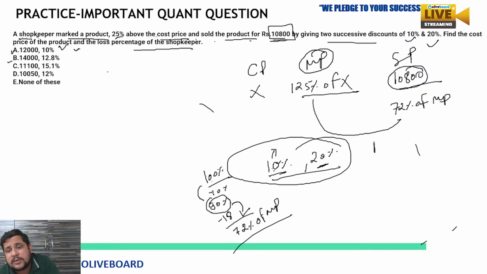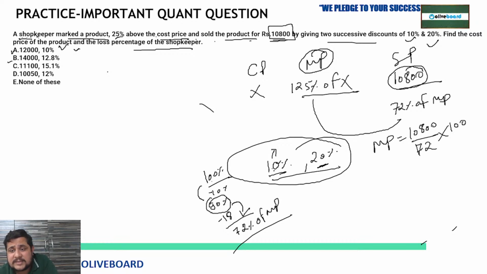So you can easily calculate the marked price. Marked price equals 10,800 upon 72, and when you remove percent, 100 will be multiplied here. Now you can solve this easily. 72 ones are 72, fine. So one time. Now 36 is the remainder, so 360. 5 times 72 is 360, so 5 times cancelled. Now 3 zeros, 15,000. So your marked price is 15,000.